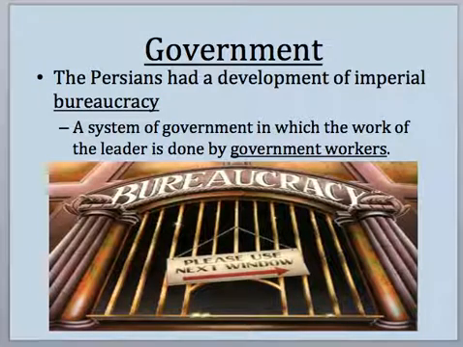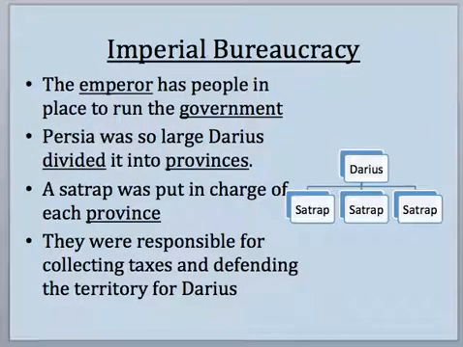Government. Now, the Persians had a specific system where they developed an imperial bureaucracy, which we are defining for the purposes of this course as a system of government in which the work of the leader is done by the government workers. Persia's imperial bureaucracy is where all the people worked for the emperor. But Persia was so large that Darius himself could not run the entire, expansive empire, so he divided it up into provinces. Each province was governed by a satrap.